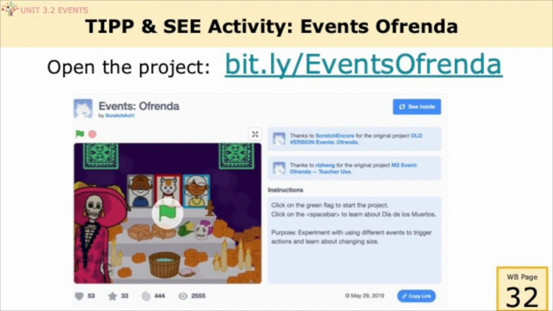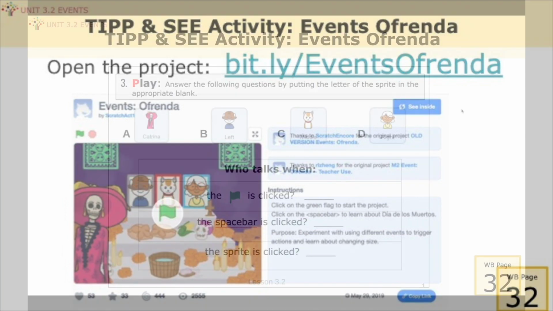Again, remembering that the Tip and C is the most important thing. We look at the title, because the title is going to tell us a little bit about the project. Always, always, always read the instructions and the purpose. Play the project, and then click See Inside to answer the remaining questions on the Tip and C. So part of the questions in the Tip and C is going to be the Tip, and the other part is the C.